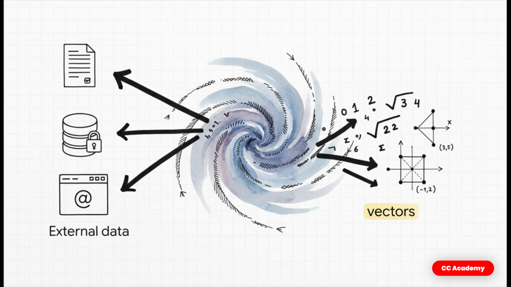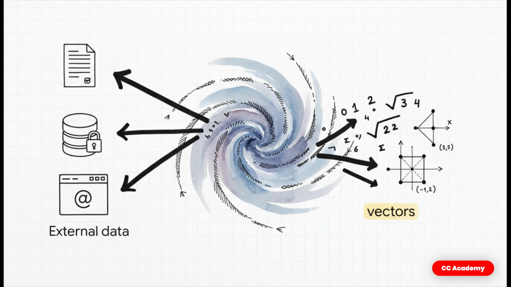It all begins with the data. The system has to take all of its external knowledge, documents, databases, websites, and translate it into the AI's native language. And that language is math. This process is called embedding, and it turns every piece of information into a long list of numbers called a vector.